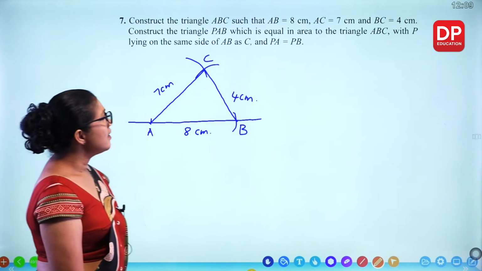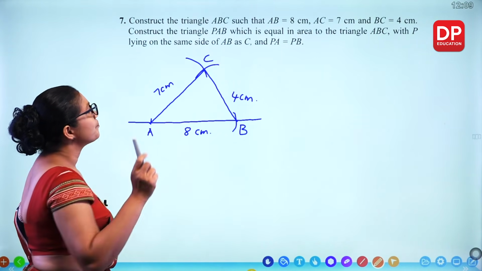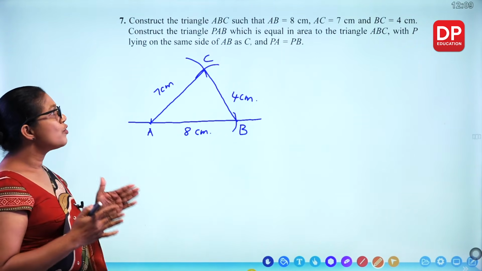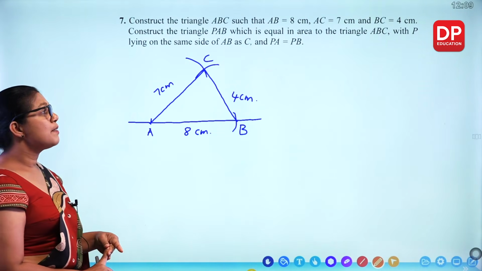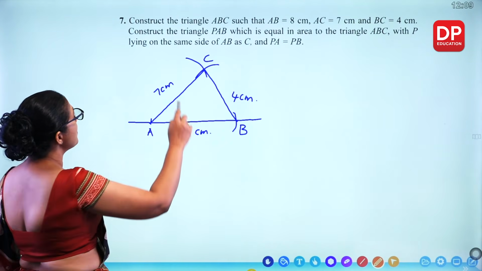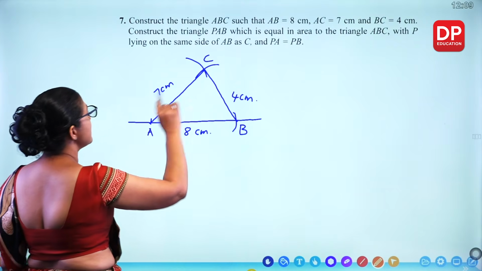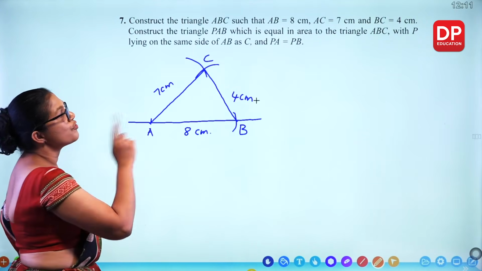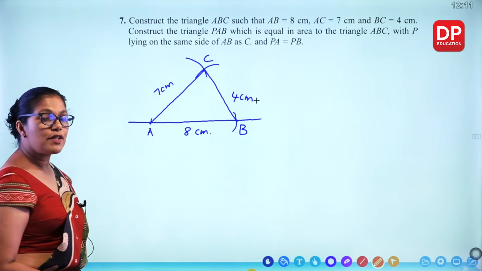Okay, so here, according to the property, when there are two parallel lines and the areas of two triangles in between parallel lines are equal, we'll use that property. Construct the triangle PAB such that its area is equal to ABC. Now we need to draw a parallel line to AB. How can we draw a parallel line?